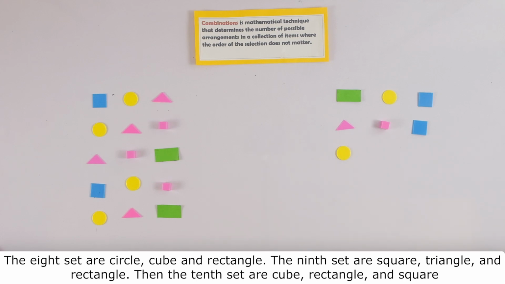The eighth set are circle, cube, and rectangle. The ninth set are square, triangle, and rectangle. Then the 10th set are cube, rectangle, and square.